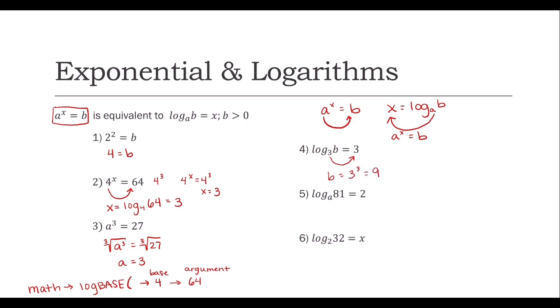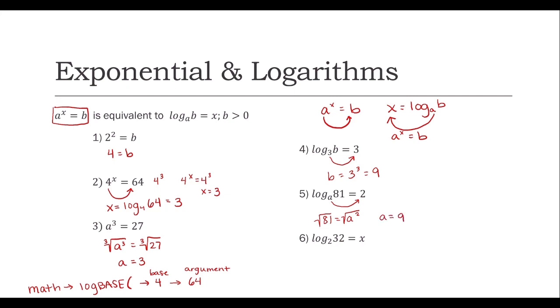For number 5, we have log base a of 81 equals 2. So we can take our a and make it the base of an exponent. So we get 81 equals a squared. So to solve for a, we need to take the square root of both sides. So the square root of 81 is the square root of a squared, which means that a equals 9.